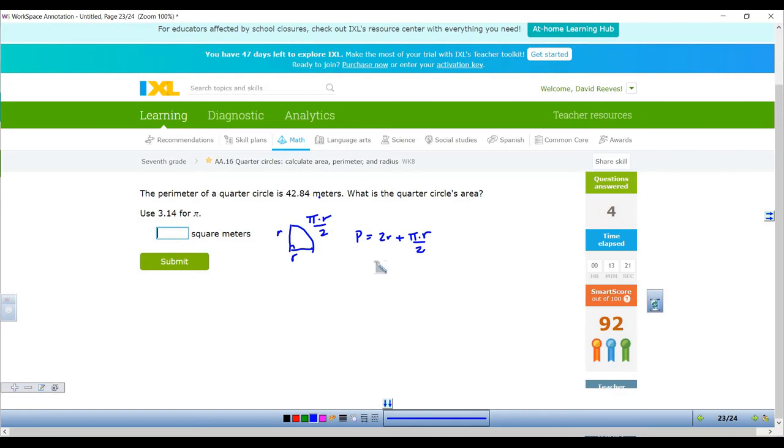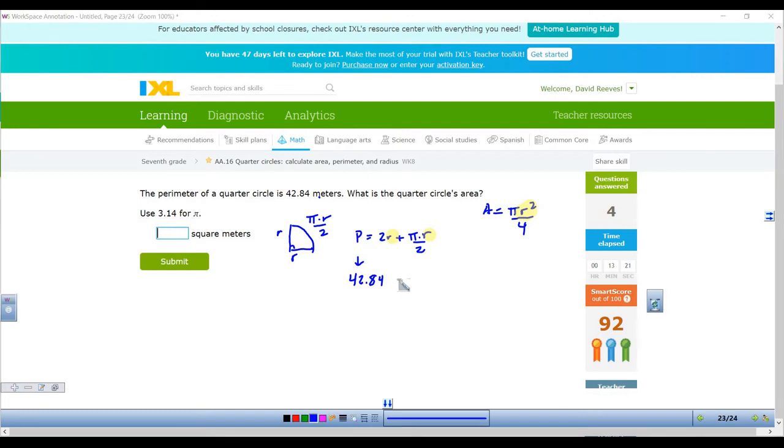All right. And they told us that the perimeter is 42.84. Now, the area, do you remember the formula for the area of a quarter circle is pi times the radius squared divided by 4. So, what are we going to have to find if we want to do this problem? We're going to have to find the radius, right? So we're going to have to find these r's because whatever this r is, it's the same as that.